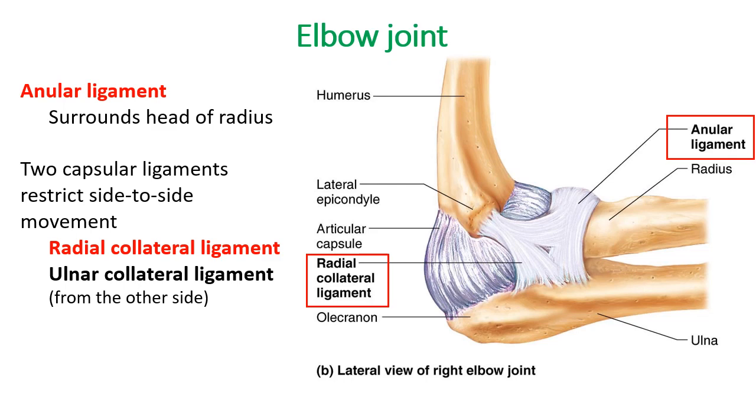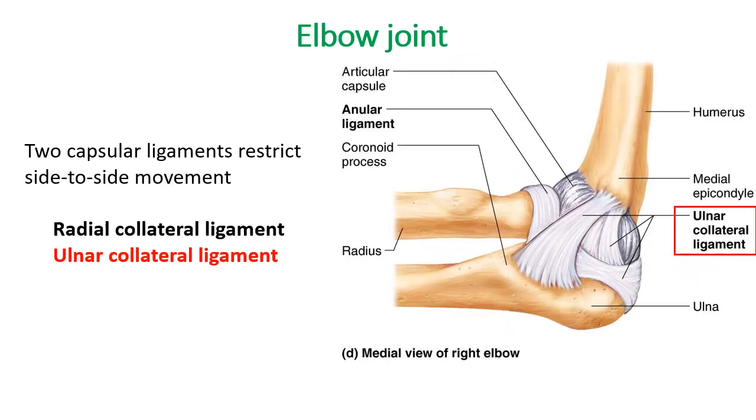Doesn't show here, but it shows there. So the ulnar ligament is on the other side of the elbow, and these three ligaments are very much important for stabilization of the joint.